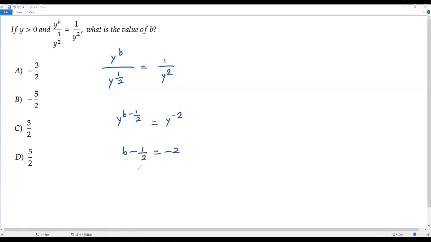Our aim is to find the value of b. So for that, we have to isolate b. So let me get rid of this negative 1 half. For that, I'm adding 1 over 2 to both sides. When I do so, this negative 1 half and positive 1 half will cancel. I'm getting b equals negative 2 plus 1 half.